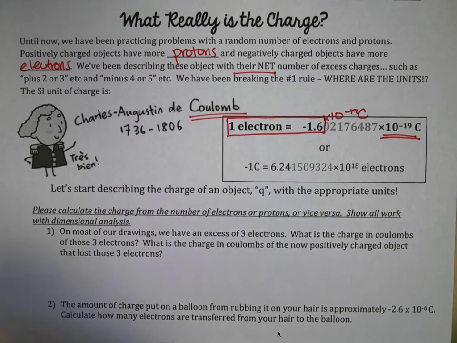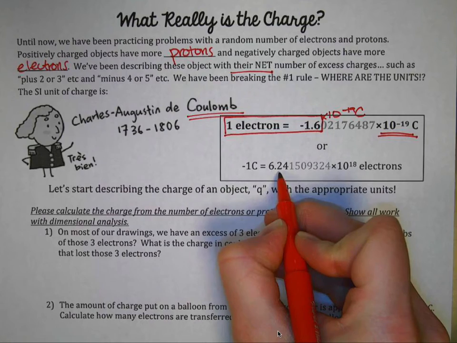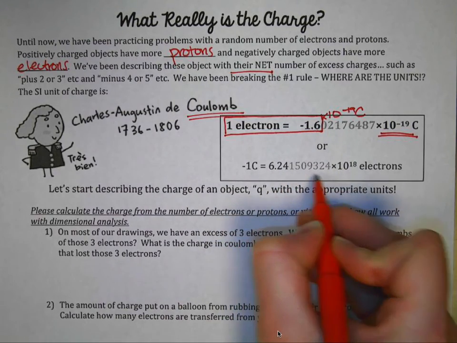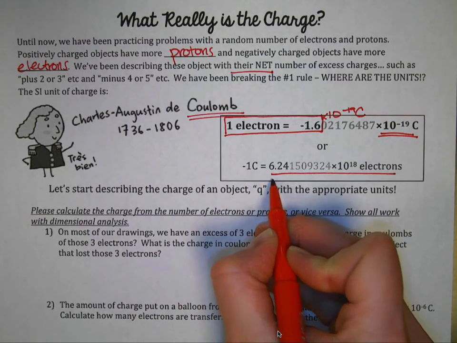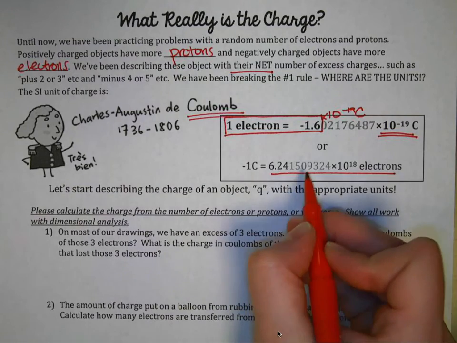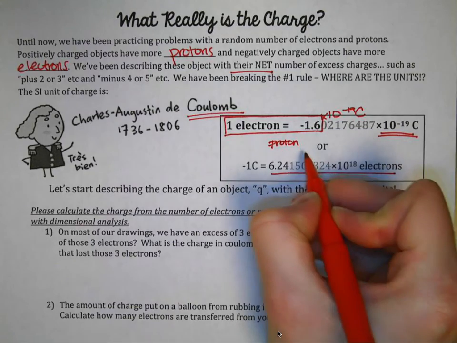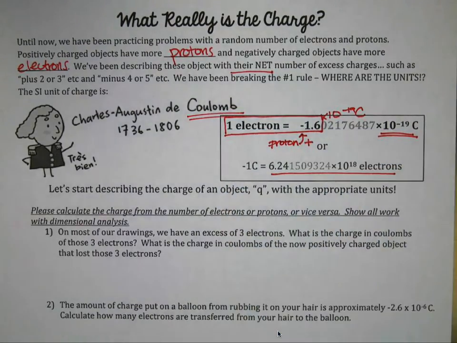Additionally, one negative coulomb would be 6.241509324 times 10 to the 18th electrons. So that's how many electrons are in 1 coulomb of charge. The negative sign is there because it's an electron. If it's a proton, it's the same numerical value or magnitude, but with a plus sign instead of a minus sign. And same thing here, that would just be a plus sign instead of a negative sign for protons.